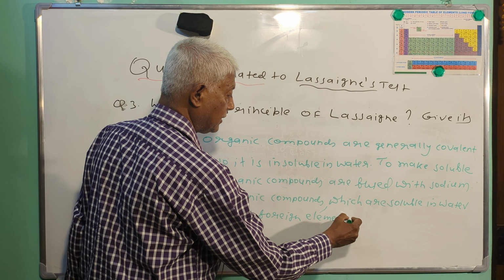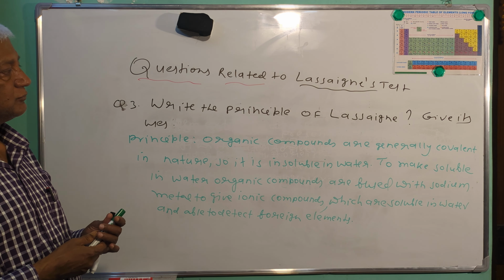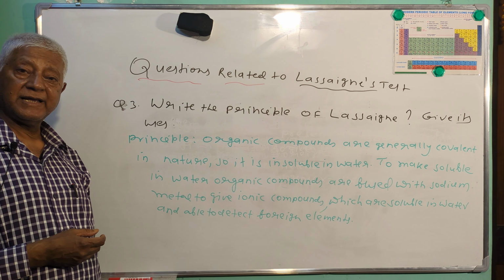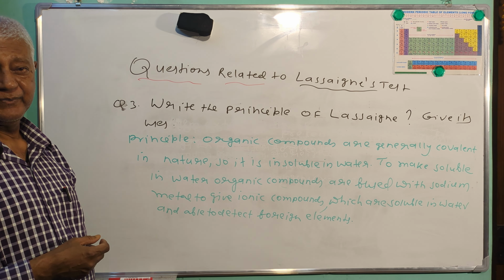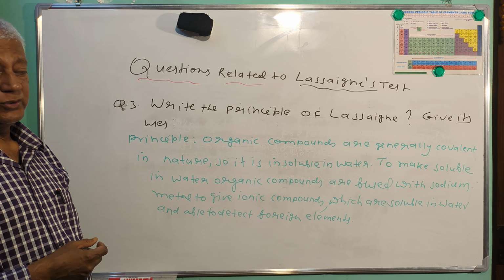They are known as foreign elements. So I think you have understood the principle. This principle was given by Lassaigne in 1843. So that is very old, but this principle is used up till now. It is a very famous, very useful, very effective principle to get the test of different types of foreign elements. So, write the principle of Lassaigne.